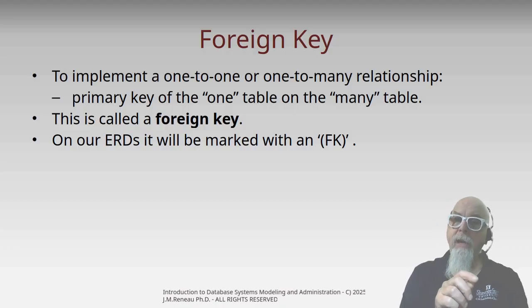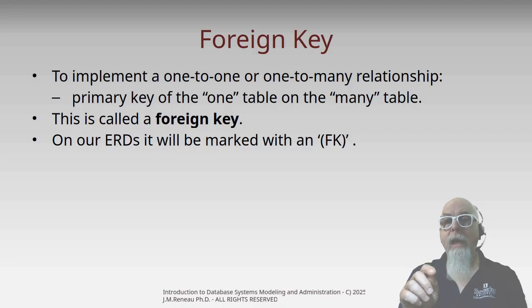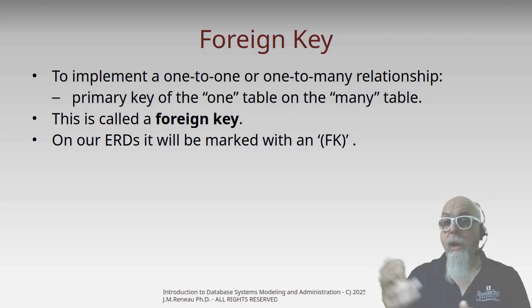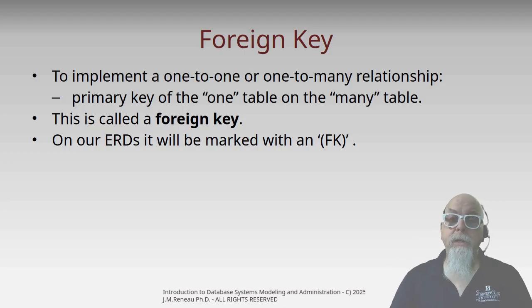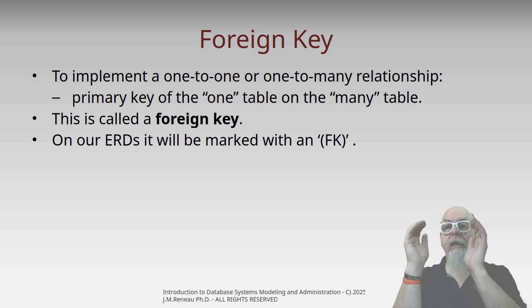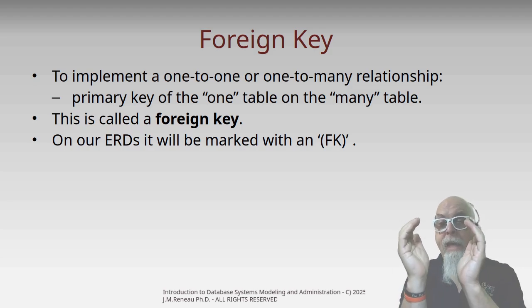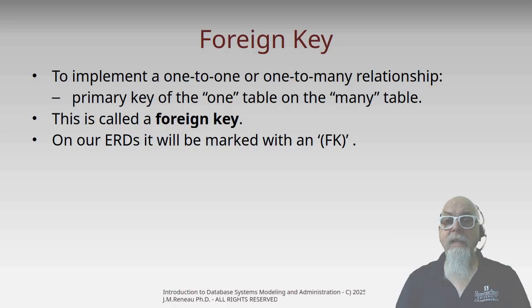We take the primary key of the one table and add it to the many table and mark it as a foreign key. It's a key that belongs to somebody else, that's foreign to us, but it's used to implement that relationship. In the way that I'm going to do the diagrams, we're going to mark it with a little open parenthesis FK close parenthesis so that we can see that that's a foreign key to another table.